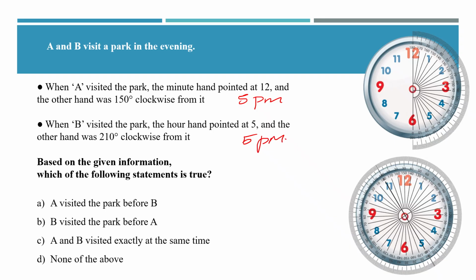So A visited the park at the same time as B. In the examination, if you don't have your protractor, obviously it's very clear: the angle between any two consecutive numbers is 30 degrees. It's not 30 minutes, it's 30 degrees. So 30, 60, 90, then 120, 150, it just goes on. Great.